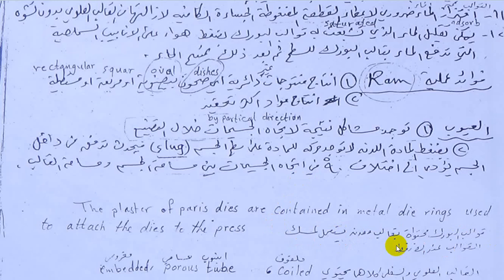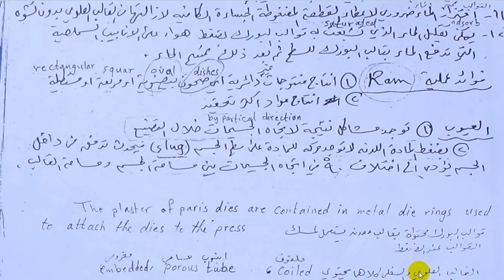The gypsum molds are contained by metallic molds that can be used to hold all the molds together when pressed, or when they are entirely in pressing.